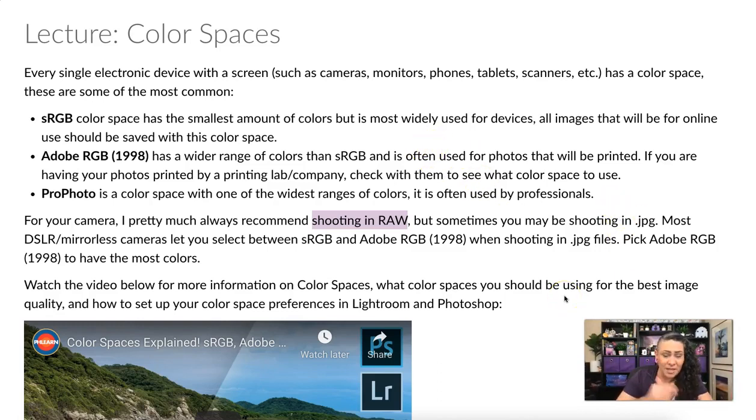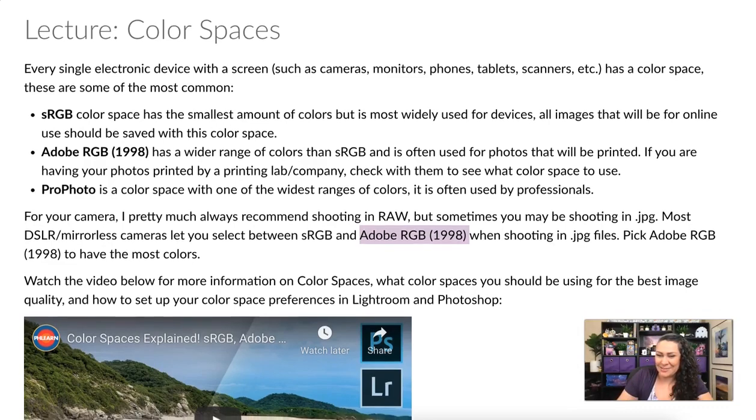Now, going back to color spaces in cameras, most DSLR and mirrorless cameras do let you select between sRGB and Adobe RGB 1998. What I do is I always have my camera set to Adobe RGB 1998 because it has more colors available than sRGB. I like as much as possible, okay? So that's what I recommend.